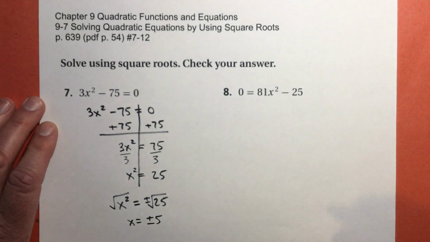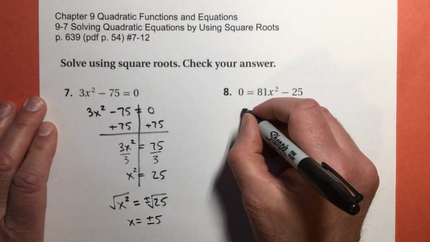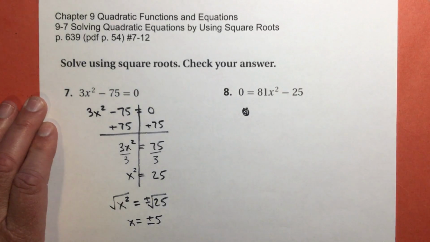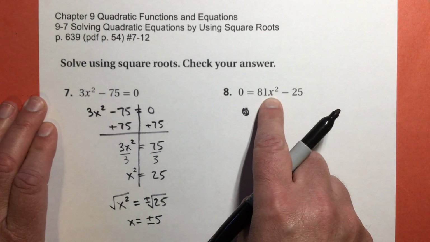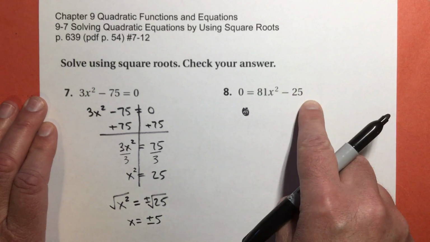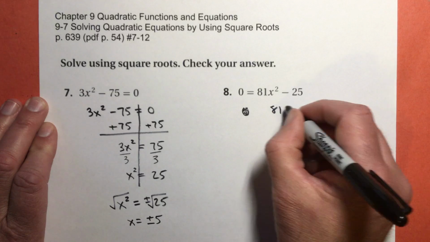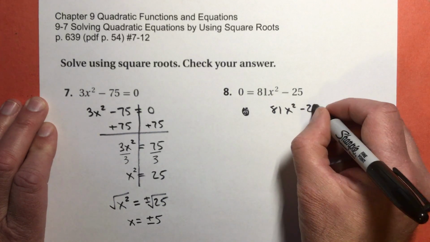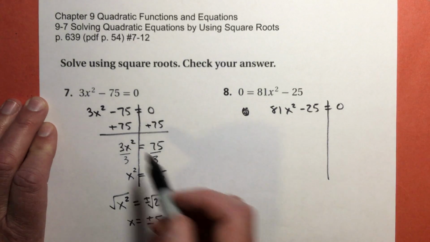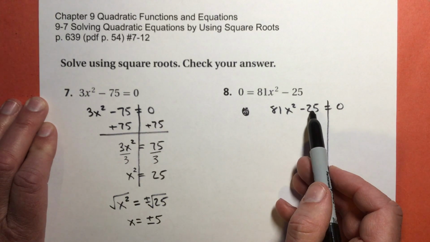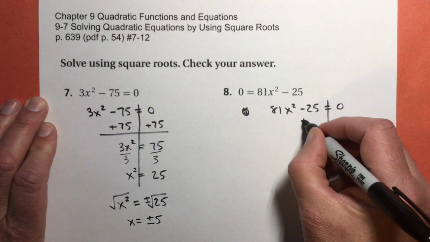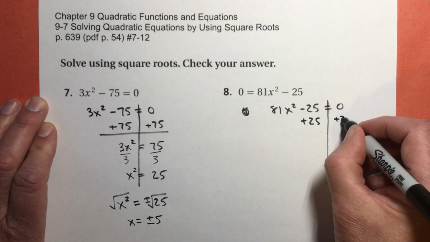Let's look at problem number 8. So, you know what? I was going to save it till the end, but I'm going to do it at the beginning. I know I want the x squared on the left side, so I'm just going to put the equal 0 over here. So I get 81 x squared subtract 25 equals 0. Just like over here, I subtracted 75. Now I'm subtracting 25. I did the opposite here. I'm going to do the opposite here. I'm going to add 25 to both sides.